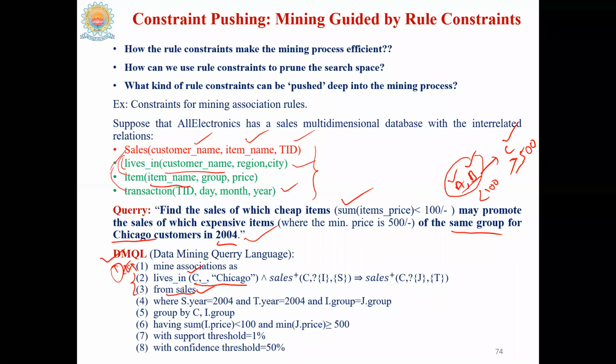Coming to the dimensionality or level constraint, in the lives in table, you want the customer name and the city. Region you don't want. These two come under the dimension table, meaning which dimension you want to retrieve. Similarly, consider the item table: item name you want, group you want, price also you want. Similarly from the transaction table, transaction ID and year. You don't go for the day and month.